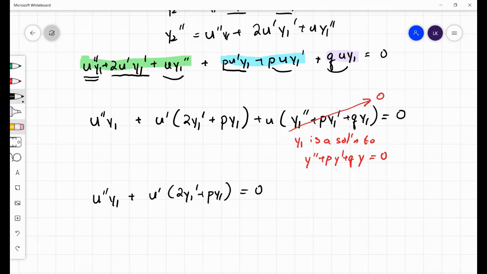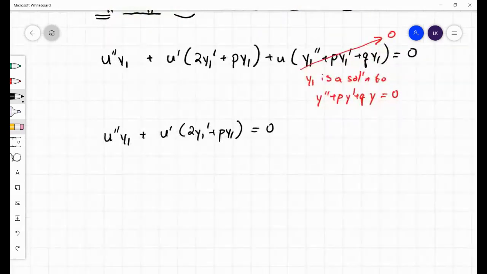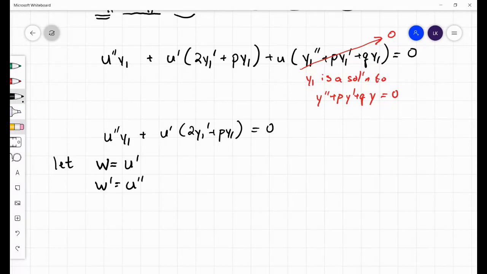And so here we have a second order differential equation for u, but there is no u term, right? So this means we can reduce the order by letting, let's say, w equal to u prime, so that w prime is u double prime, and you can substitute. So u double prime becomes w prime, and u prime just becomes w. So you've effectively reduced the order of this differential equation by 1 degree.